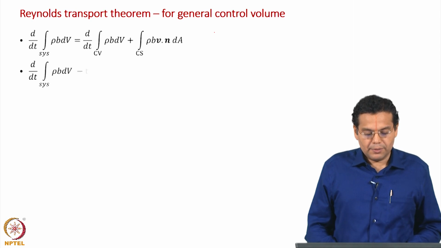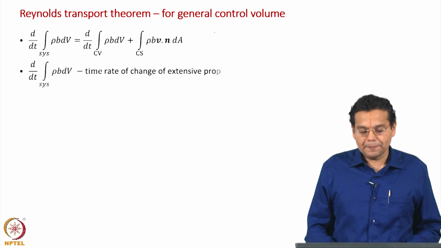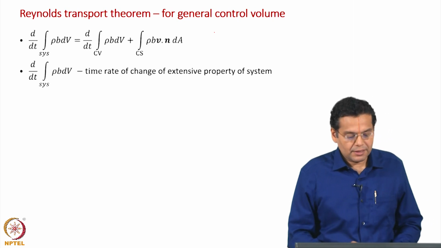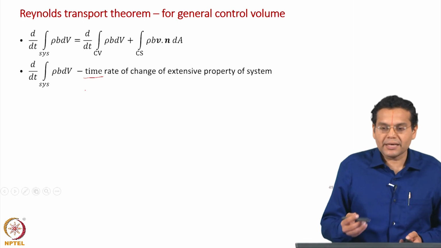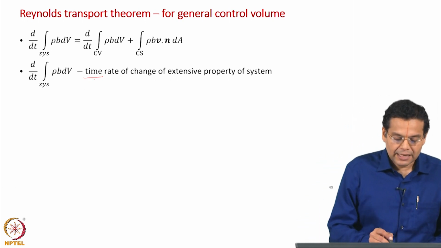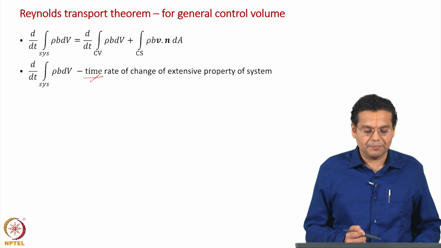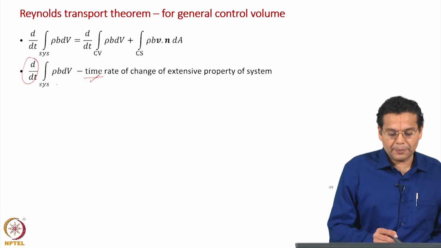Now, the left hand side represents the rate of change of the extensive property of the system. Okay. I specifically added the word time, because the moment you say rate of change, usually it means with respect to time. To be more explicit, I included the word time: time rate of change of extensive property of system, okay, d by dt. Okay. And how do you quickly interpret?